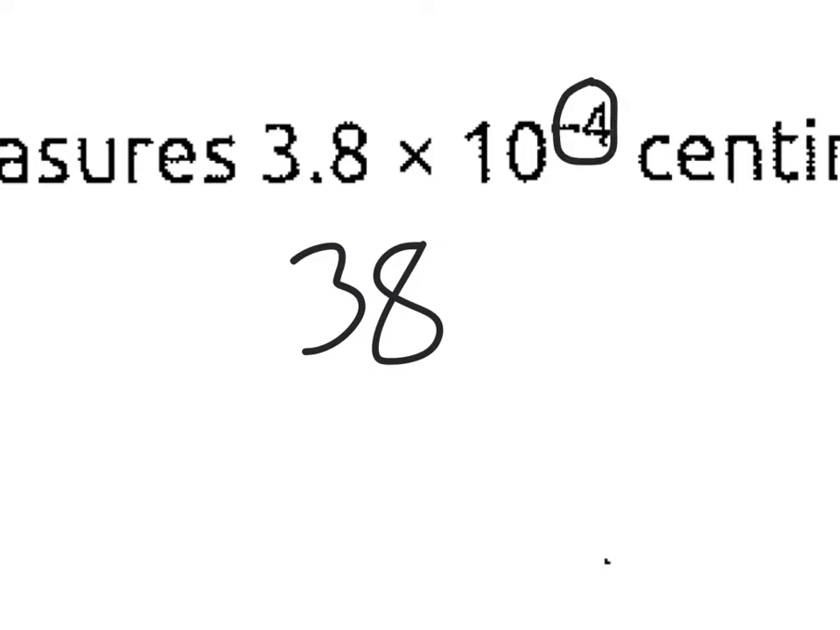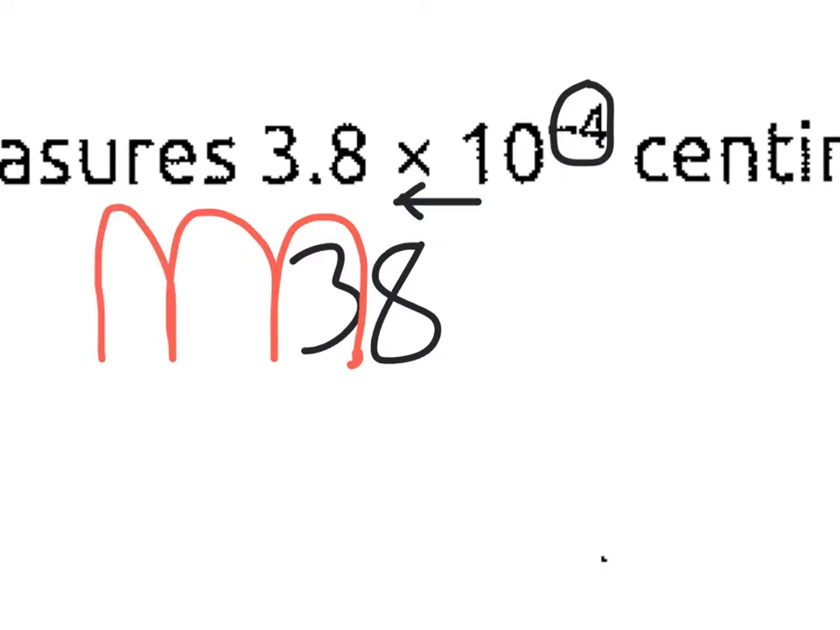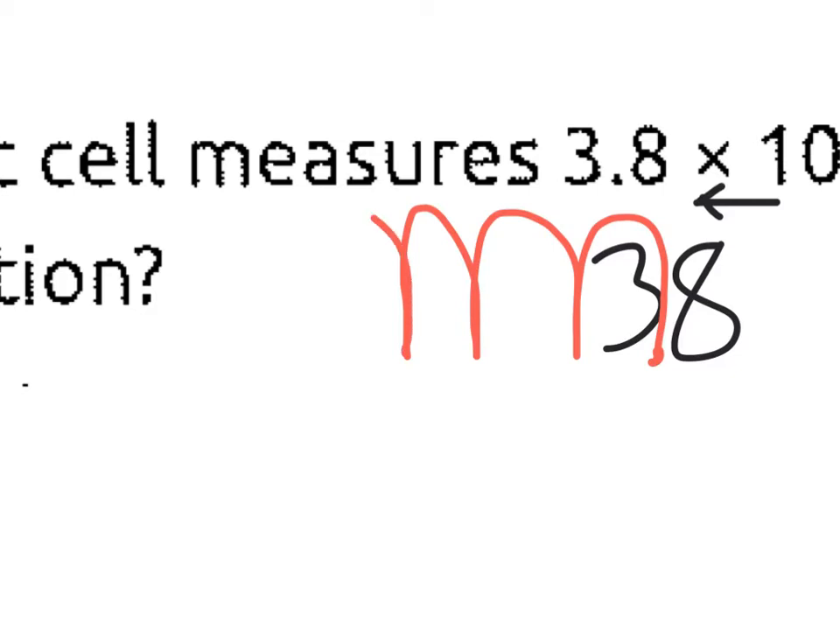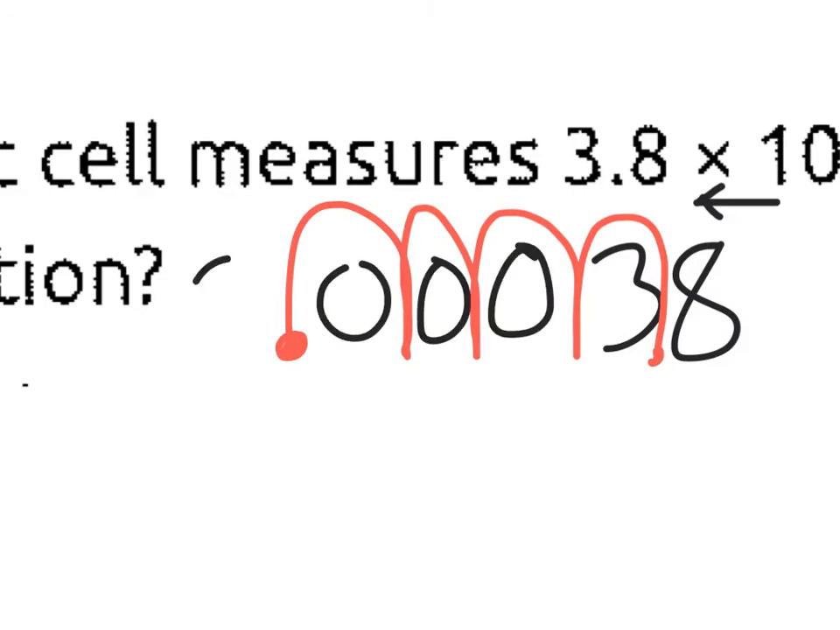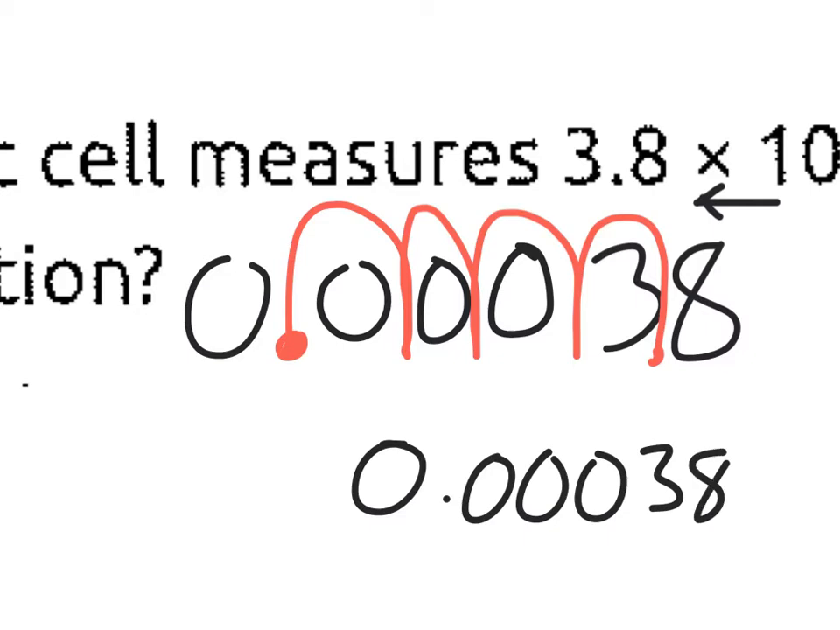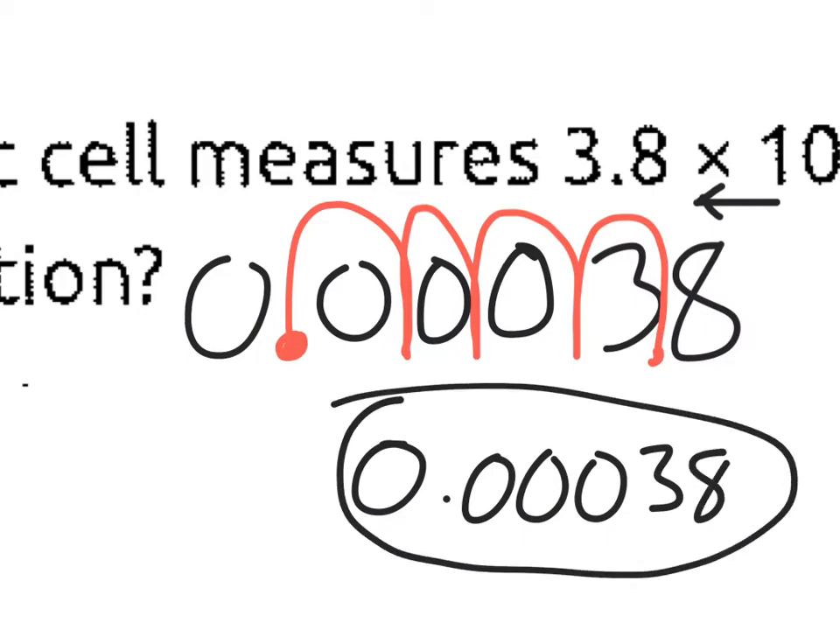Now, it's a negative 4, so that means our number is going to be small. We don't want to move it this way. We're going to move it that way. So our decimal is currently right here. So I'm going to move it over 1 place, 2 places, 3 places, and 4 places. So our decimal ends up right here. So now I'm going to fill in my 0, 0, 0, 0, and I like having 0 before the decimal. You don't necessarily have to have that, but I'm going to rewrite that. So that is 0.0003 8. That is our number in standard notation.